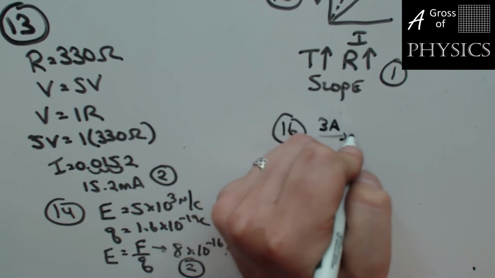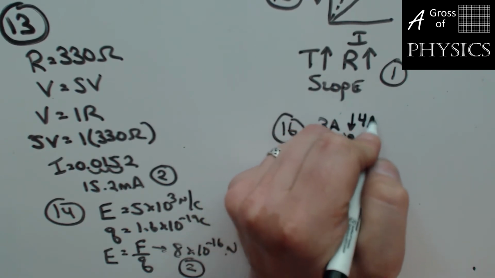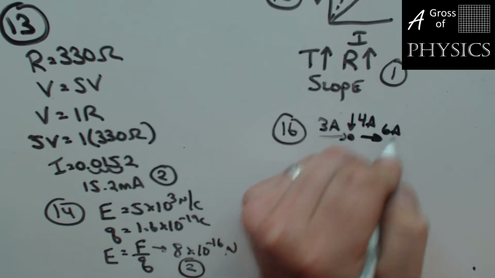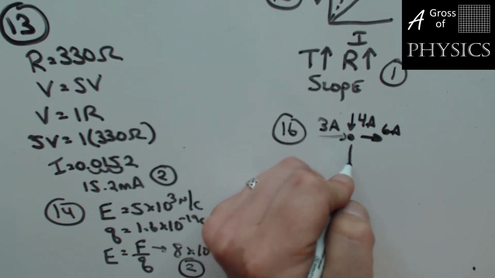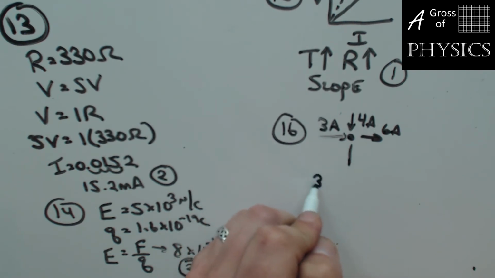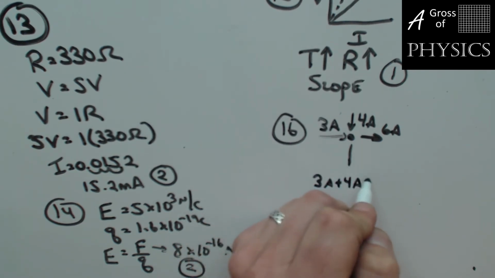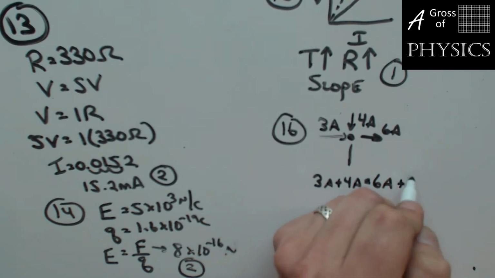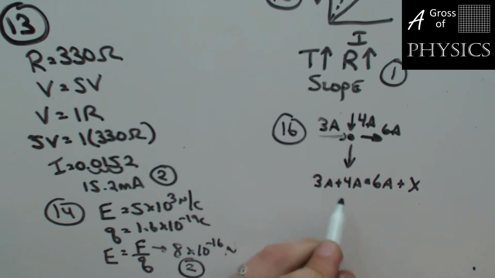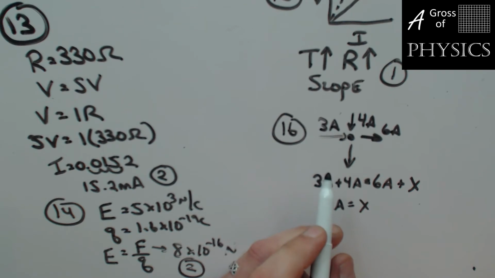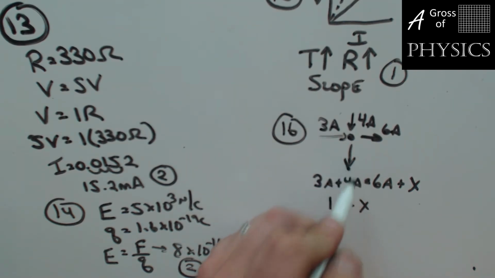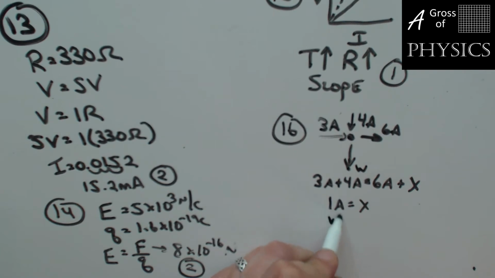16. All right, we're looking at a junction rule. We have 3 amps into a junction. We have 4 amps into a junction. We have 6 amps out of a junction. And we have P, and we've got to figure out what we have. We have 3 amps plus 4 amps equals 6 amps plus X. I'm going to assume it's going away, so I'm going to add it to the away side. 7 minus 6 is 1 amp equals X. So it's 1 amp away, which means away, this is point W at the bottom. So it's 1 amp towards W, and that would be choice 1.